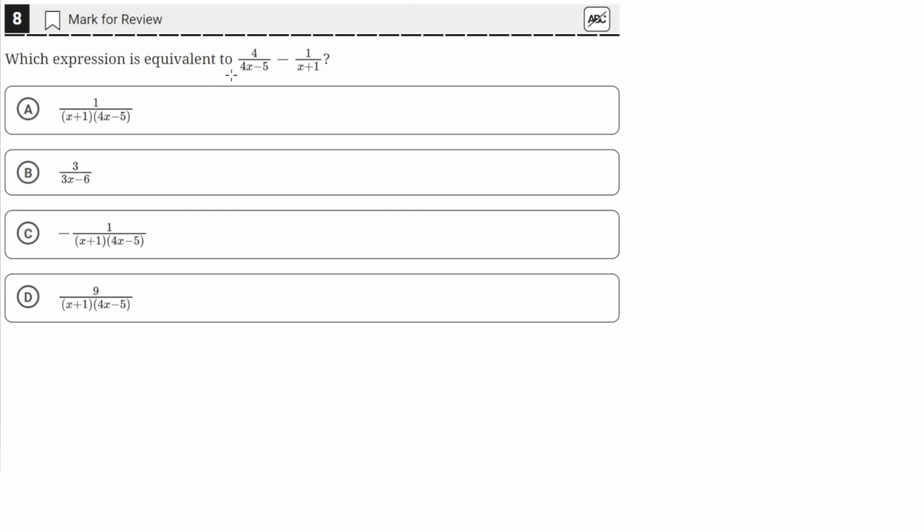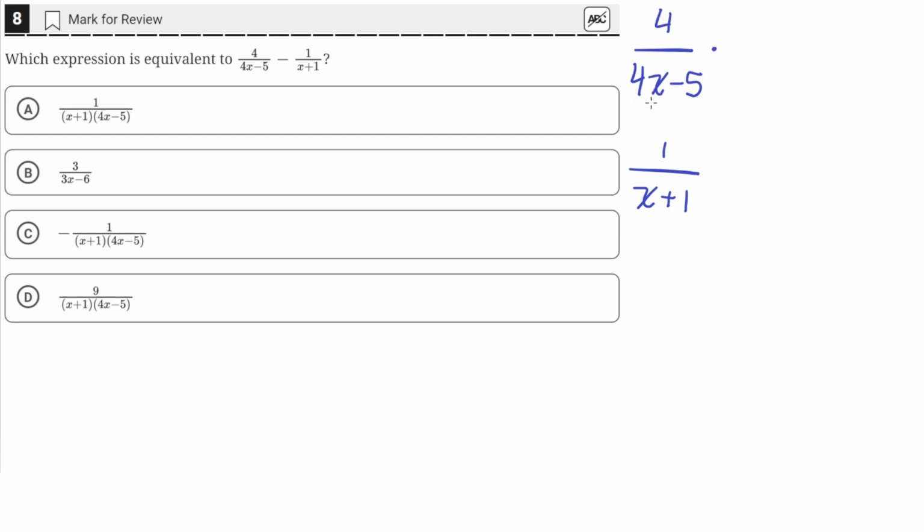Which expression is equivalent to 4 over 4x minus 5 minus 1 over x plus 1? So we need to see which one of these answer choices is equal to this expression. So we have two terms in this expression, 4 over 4x minus 5 and 1 over x plus 1. So we can't immediately subtract these two terms because they have different denominators. But we can multiply them so that they have the same denominator.